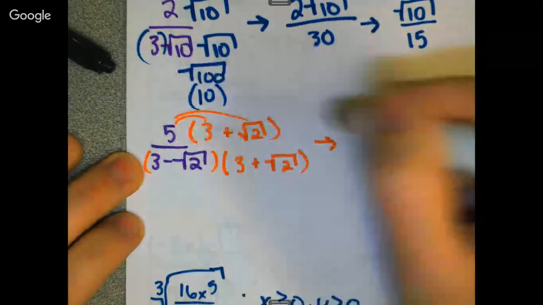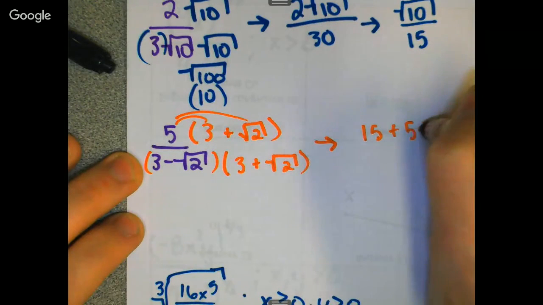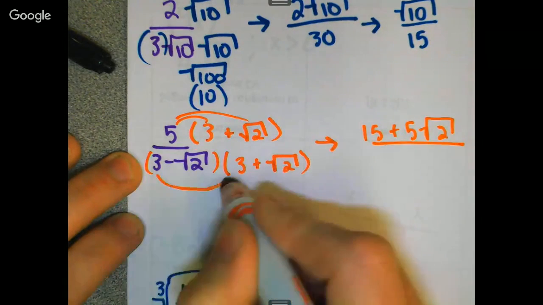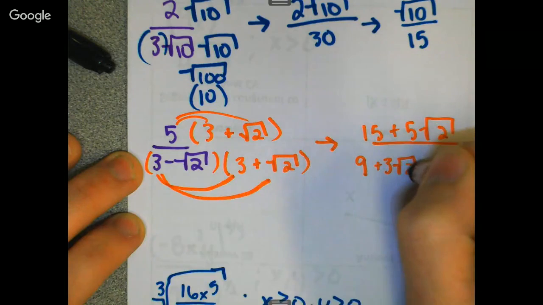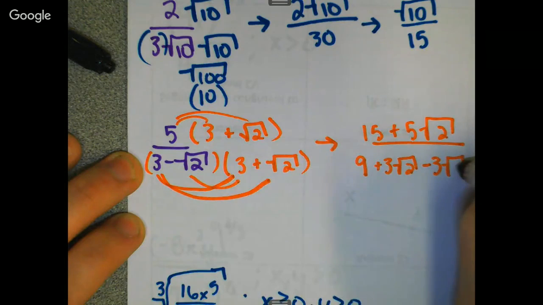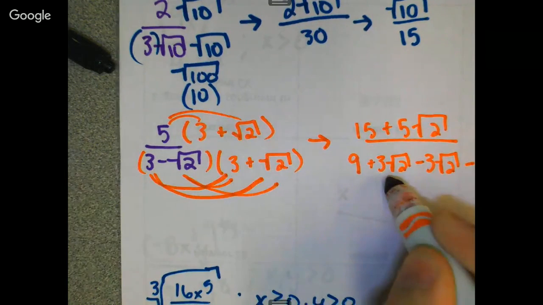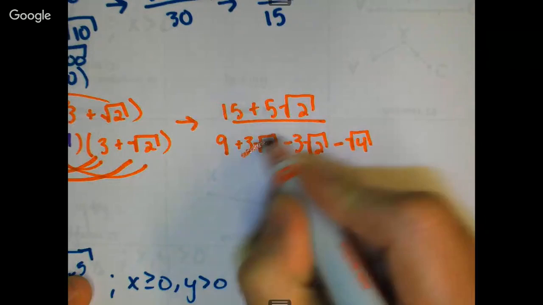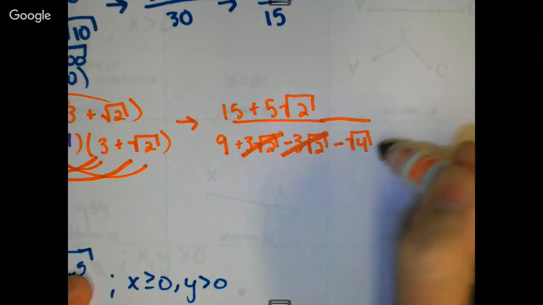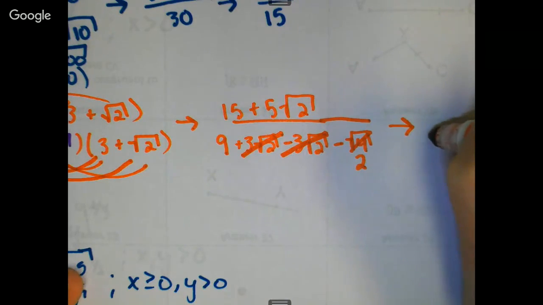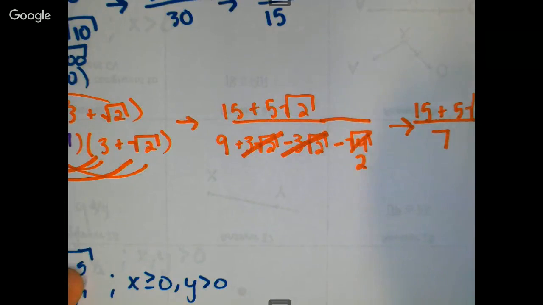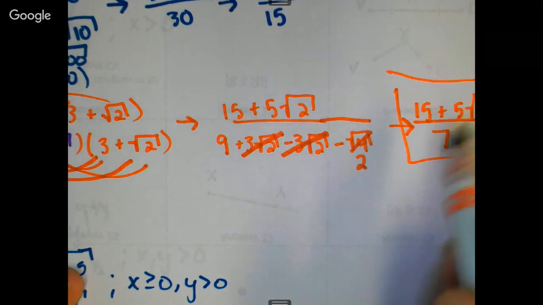Okay, so you'll distribute the 5, so you have 15 plus 5 radical 2. And in the bottom, you're going to take your first, you get 9. You take your outside, plus 3 radical 2. Your inside, minus 3 radical 2. And your last, minus radical 4. Okay, so that's plus 3 radical 2 minus 3 radical 2. Radical 4 is 2, so now you have 9 minus 2. And 9 minus 2 is 7. You have 15 plus 5 radical 2. And we're finished. Okay, we can't cancel anything.